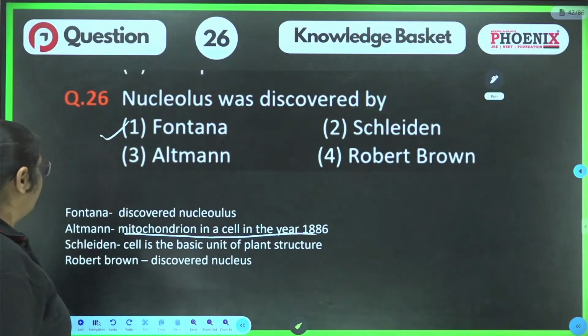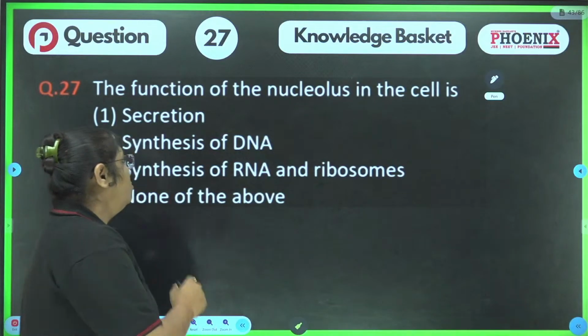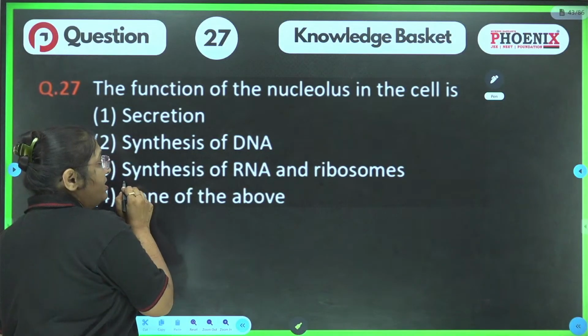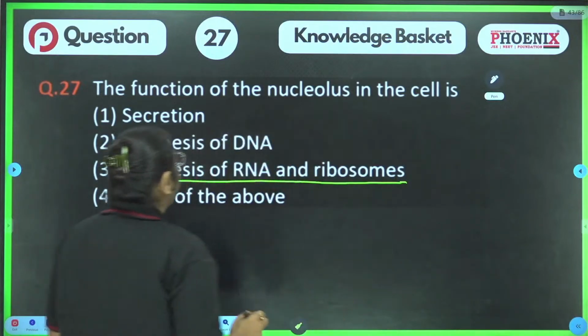Next question. The function of the nucleolus in the cell is, so the function of nucleolus is synthesis of RNA and ribosomes.